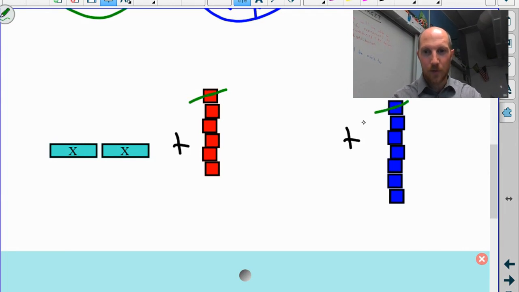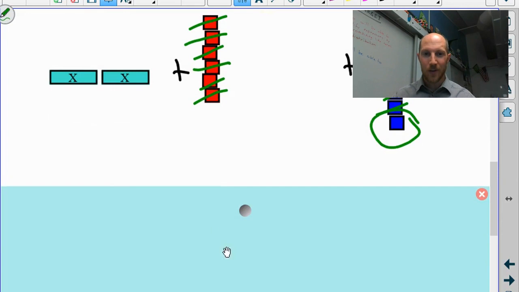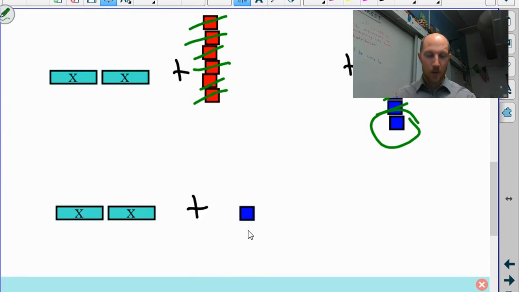A negative one and a positive one would add to make 0. Negative and positive make 0. Negative, positive, negative and positive, negative and positive. And then there's one positive left over right there. So my final answer is going to be these 2 x's plus the 1. Right? So 2x plus 1.